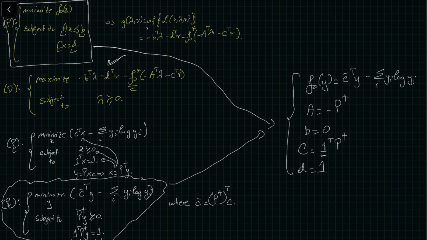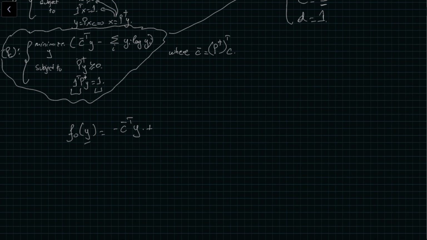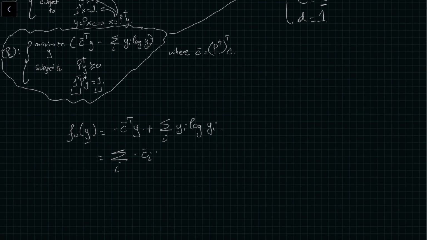Now, as you can see, we've got everything. We've got my D transpose nu, my B transpose lambda. We need the conjugate of F0. And thanks to writing it in this form, this is easily achieved. How can we do that? It's super easy. My F0 of y is minus C bar transpose y plus sum of yi log yi, which I can write as an entire sum of minus C bar i yi plus yi log yi, where C bar i is the ith entry of C bar. Since I have it in that form, we're almost done.